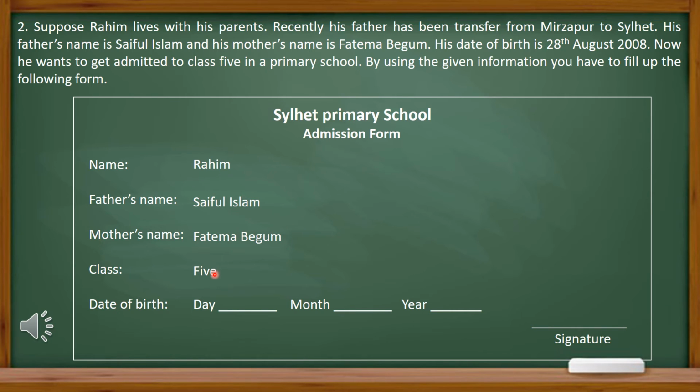Class. See, here is his class, that he is going to be admitted in class 5. So the class will be 5. Date of birth, 28th August 2008. So day is 28, month is 8 and year is 2008. And at last, this is Rahim's signature.